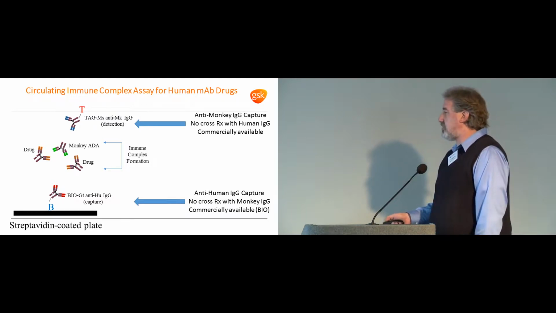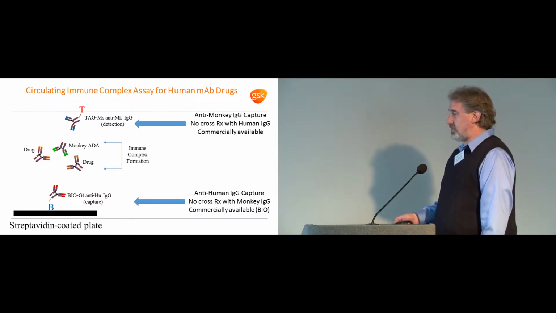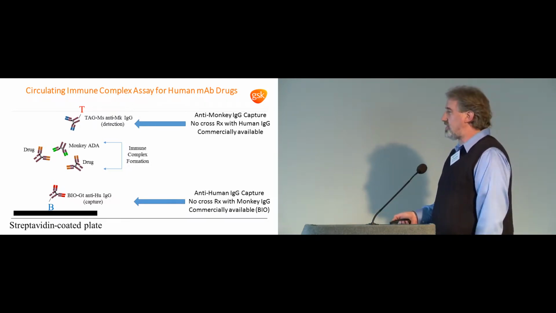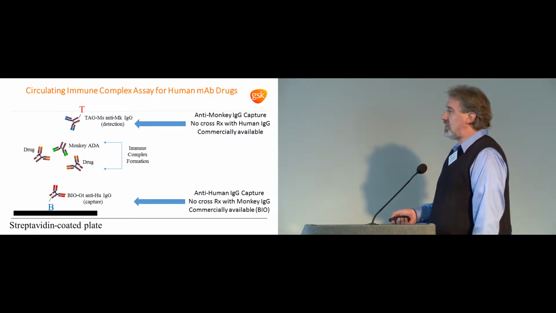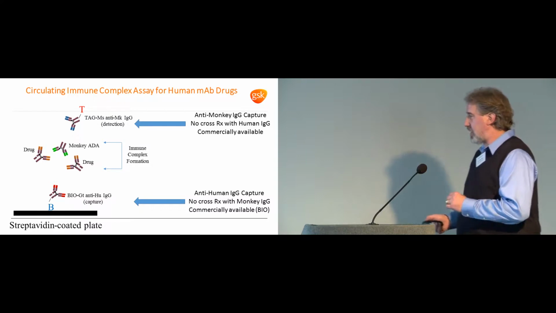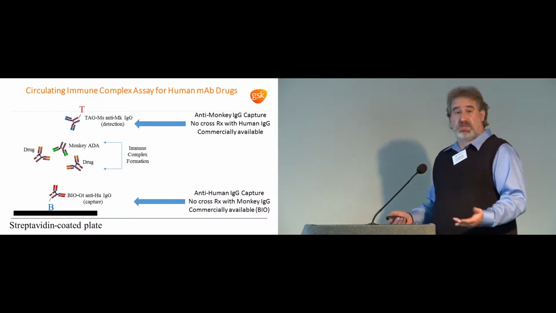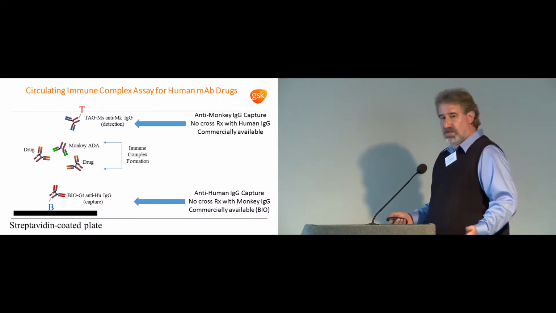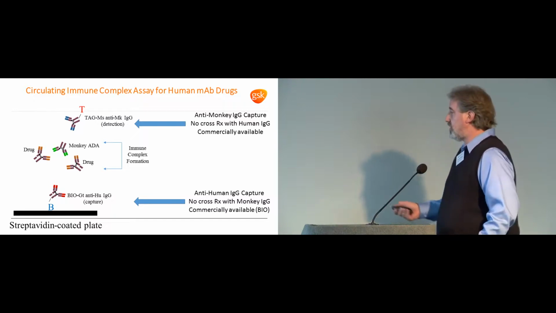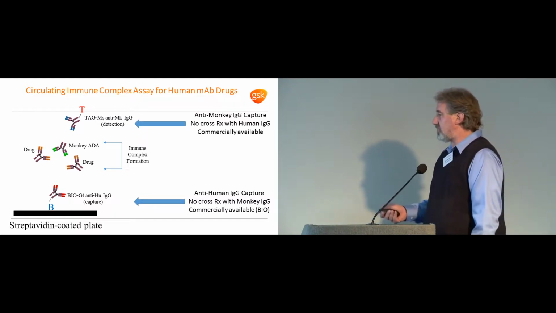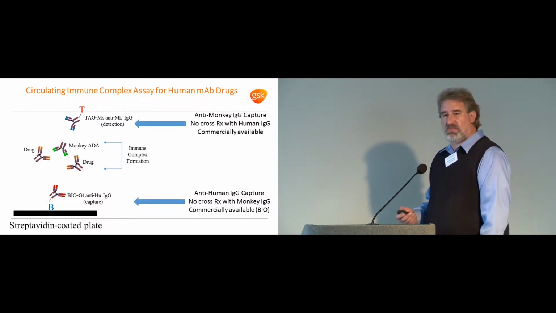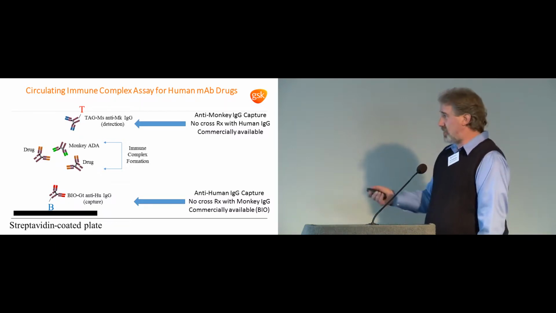So let's start at the bottom. What we're going to have here is a typical streptavidin plate and an MSD assay. We've got an anti-human capture reagent. Now, there's two features about this capture reagent. One, it's commercially available, and it's already biotinylated, so we don't have to make anything up. The other interesting concept about this reagent is that it doesn't cross-react with monkey IgG, and that'll become important when we get to our detection reagent.